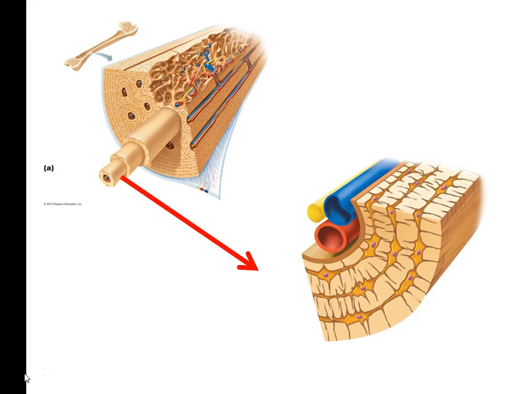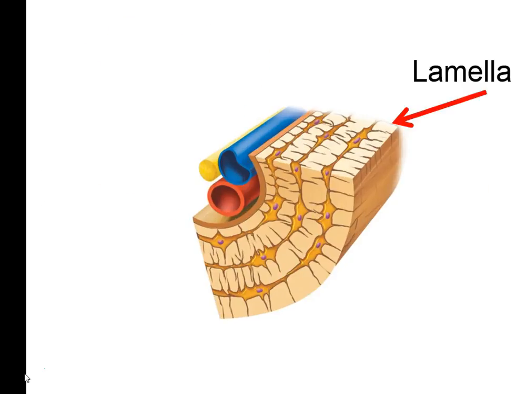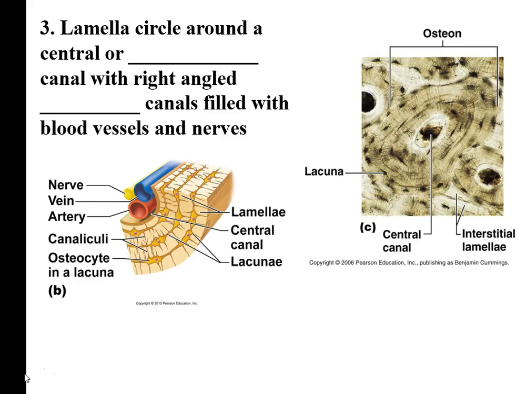So let's look at one of these osteon units. Let's pull one of those cylinders out. We know that each concentric circle is a lamella. The lamellae circle around a central or Haversian canal, with right-angled perforating canals filled with blood vessels and nerves. So you have your central canal running parallel with the bone itself, and then running in perpendicular are those nutrient foramina, the perforating canals where the blood vessels and nerves enter.